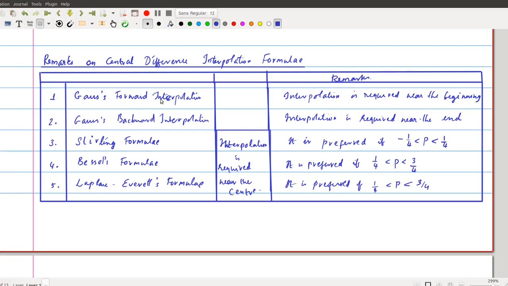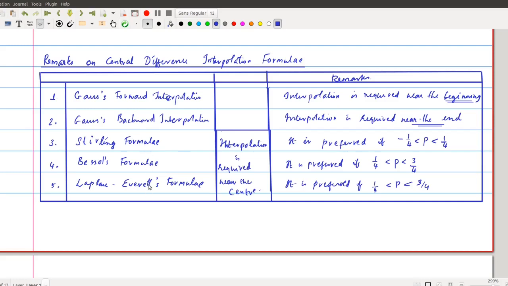We use Gauss forward interpolation if the interpolation is required near the beginning of the table. If our interpolation is required near the end of the table, we use Gauss's backward interpolation formula. So these are the two remarks on these two Gauss interpolations: forward interpolation if we require the interpolation near the beginning, near the end we will use the backward interpolation. For all other interpolations, that means interpolation required near the center, we can use one of these three.